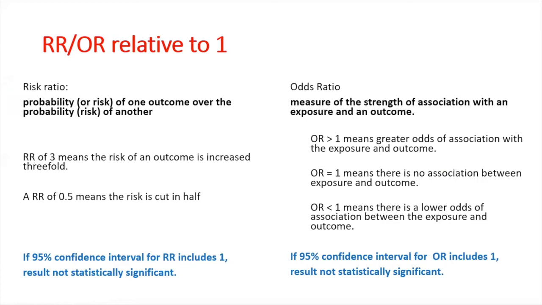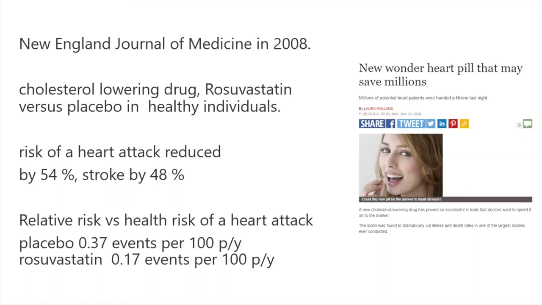Why is this confusing? Well, here is a drug that was marketed for lowering cholesterol. Okay. It was published in the New England Journal, but in the newspapers, it was presented slightly differently, because people got confused about what data they were looking at. It was sold as reducing the risk of heart attack by 50% versus 48%. But look at what the drug was given in. The drug was given to patients who were healthy individuals, okay? So cholesterol lowering versus placebo.